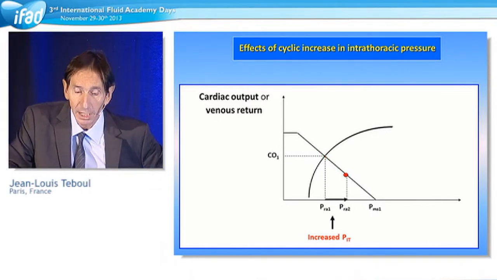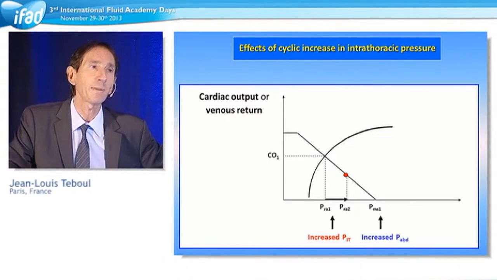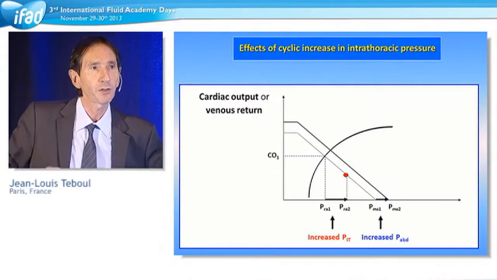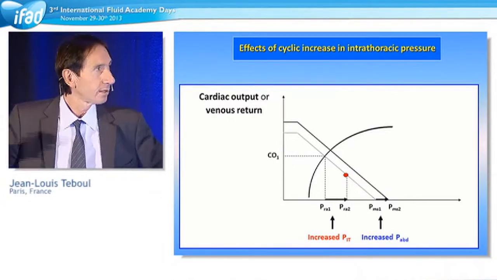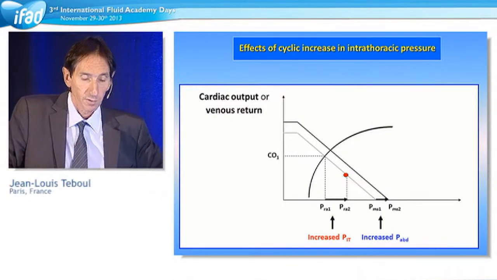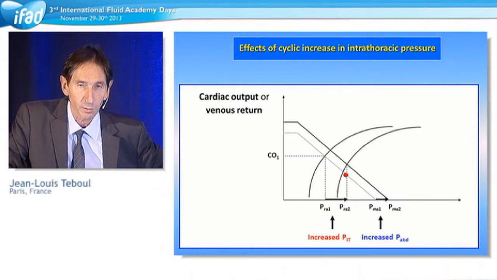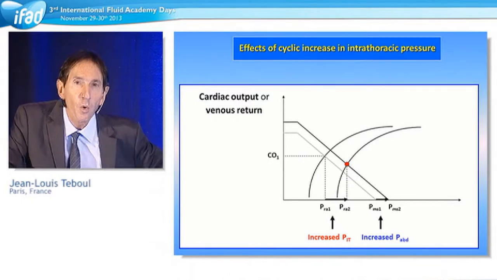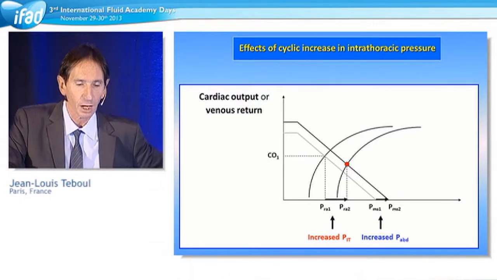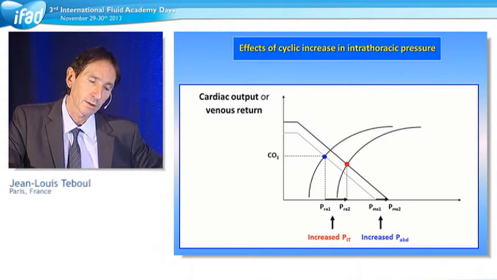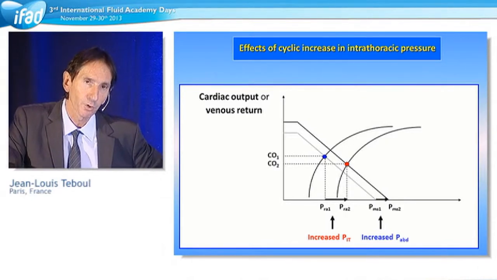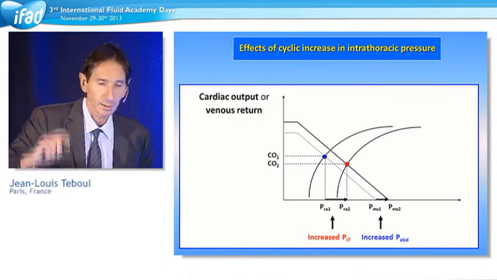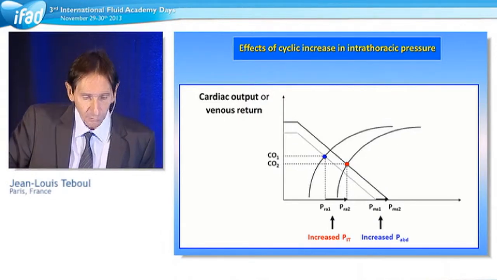that. But because we also have an increased abdominal pressure, we have a shift of the venous return curve to the right. And with the same Frank-Starling curve, this will result in a lower decrease in the cardiac output than previously. So we have a small decrease in cardiac output for each mechanical insufflation.